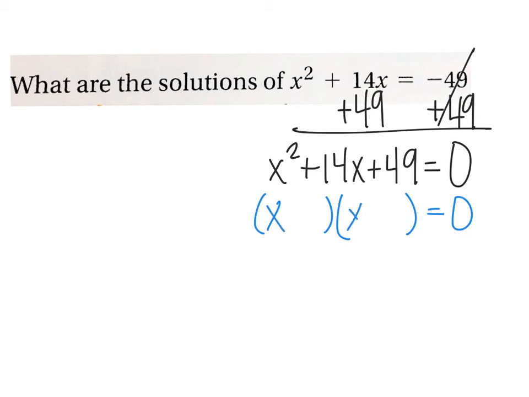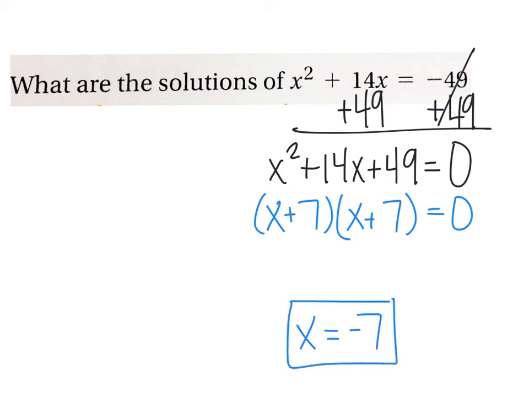What gives you 49 when you multiply, but adds to give you 14? And it's going to be 7 and 7, which means that x would have to be -7, because -7 plus 7 is 0. -7 plus 7 is 0, so anything times 0 would give me the 0. So the only way for this equation to work is if x were -7.